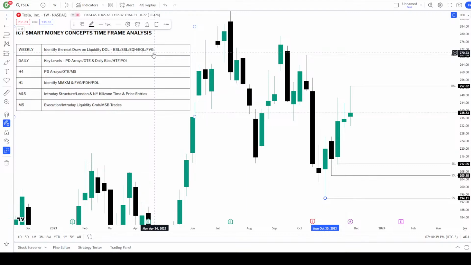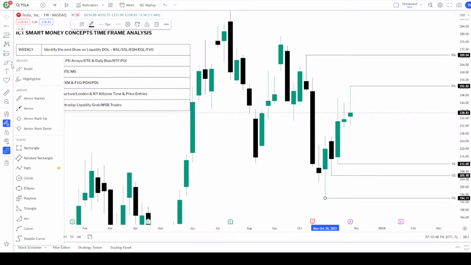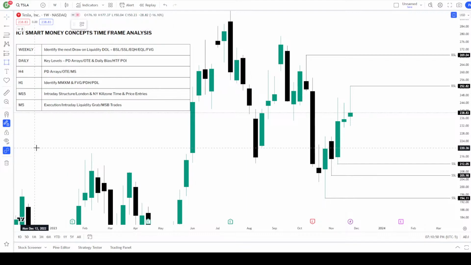And a closed fair value gap has a candle that has closed outside the boundaries of that fair value gap. So right off the bat, you could be using an indicator for this.